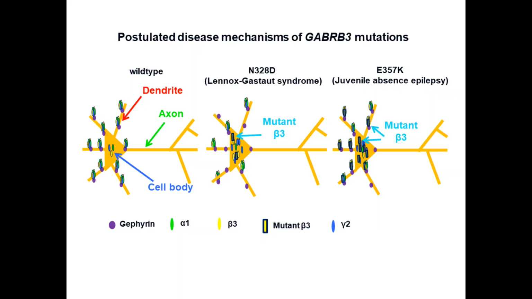This schematic shows the postulated mechanisms of the 2 mutations we're studying. In subunits containing mutation A, there is decreased trafficking of the subunit to the synapse, resulting in fewer receptors. While in mutation B, the subunits are able to traffic to the synapse, however, the receptors have impaired function. Both mutations, however, result in altered partnering with the gamma-2 subunit that binds the receptors to the synapse.